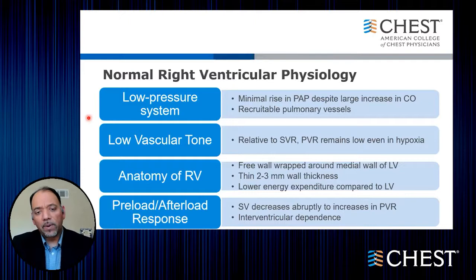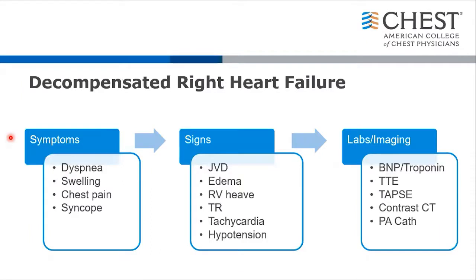The other thing to keep in mind is that there is some interventricular dependence between the RV and the LV, such that if the diastolic pressures in the RV reach a certain point, you can actually have bowing of the septum into the left ventricle, the so-called D-shaped ventricle, that will affect preload of the LV and subsequently systemic blood pressure.